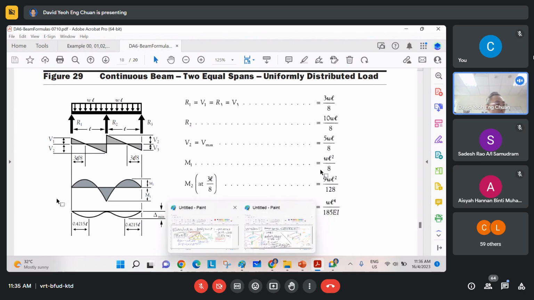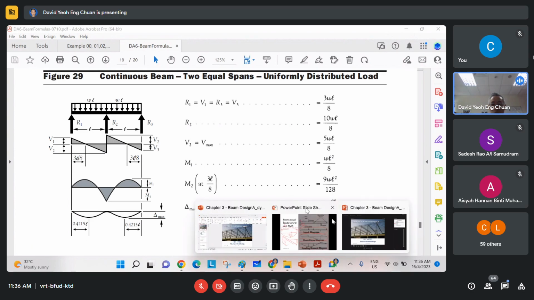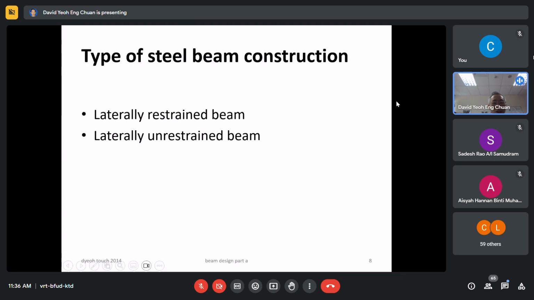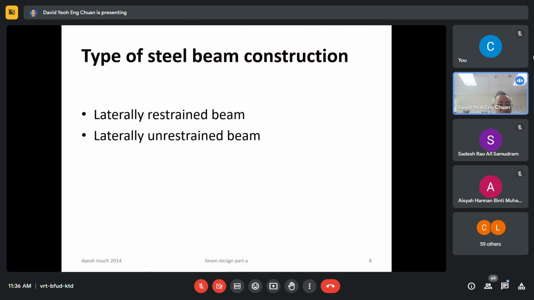Then we come back to, where's the PowerPoint? Come back to this one. Okay, steel beam construction. There's two I have explained.